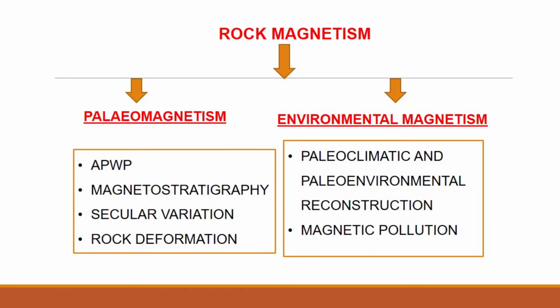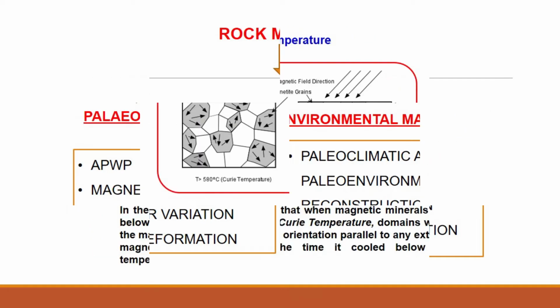So basically the subject is derived from rock magnetism, that is the magnetic properties of rock. The rock magnetic properties are broadly classified into paleomagnetism and environmental magnetism. In paleomagnetism, we deal with apparent polar wander paths, magnetostratigraphy, that is polarity of the magnetic field, secular variation of the geomagnetic field, and rock deformation processes. In environmental magnetism, we deal with paleoclimate and paleo-environmental reconstruction and environmental magnetic pollution.